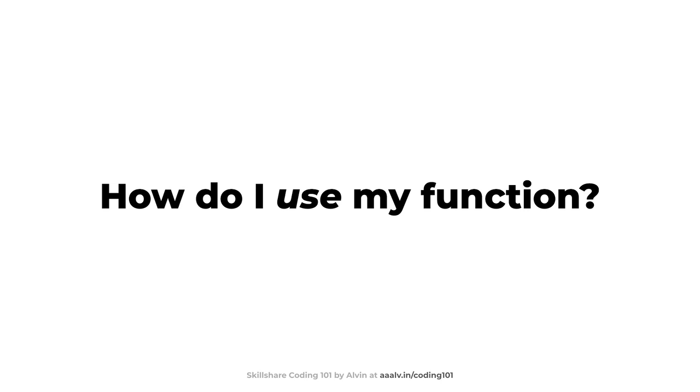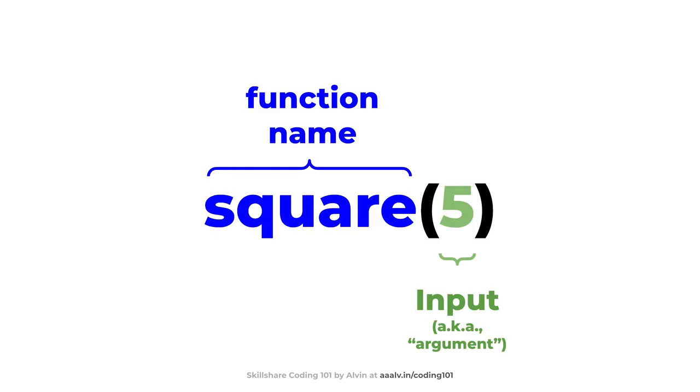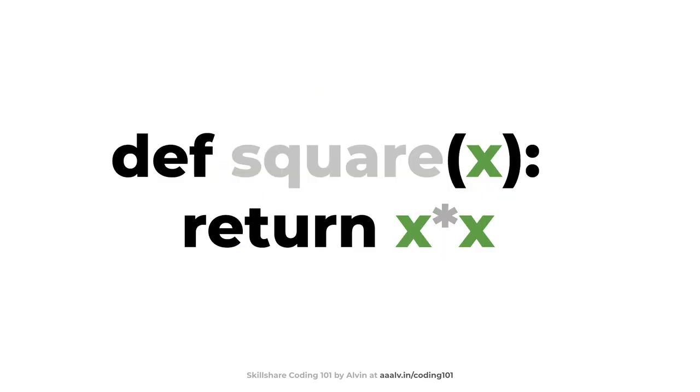How do I use my own function? Just like you would call any other function, use parentheses and pass your input argument in. In this case, we pass in the argument value 5. Your function then accepts the argument 5 and assigns the variable x to the value 5. Effectively, the square function replaces all x's with 5s and finally returns 5 times 5 or 25. Now, let's try coding this up.